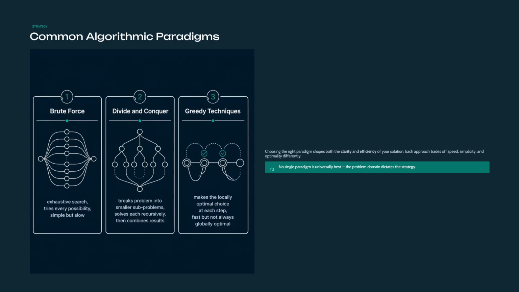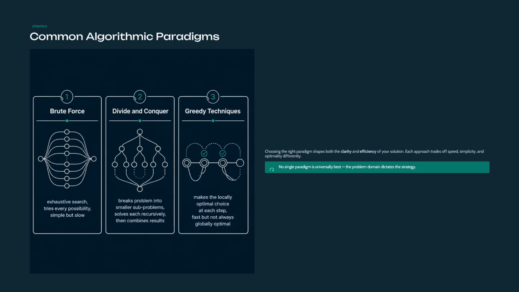Merge sort is a classic example. Greedy algorithms make the best local decision at each step with the hope of achieving a globally optimal solution. Kruskal's algorithm is one example. Dynamic programming solves complex problems by storing previously computed solutions to avoid redundant calculations. Backtracking systematically explores possible solutions and abandons paths that cannot lead to success.